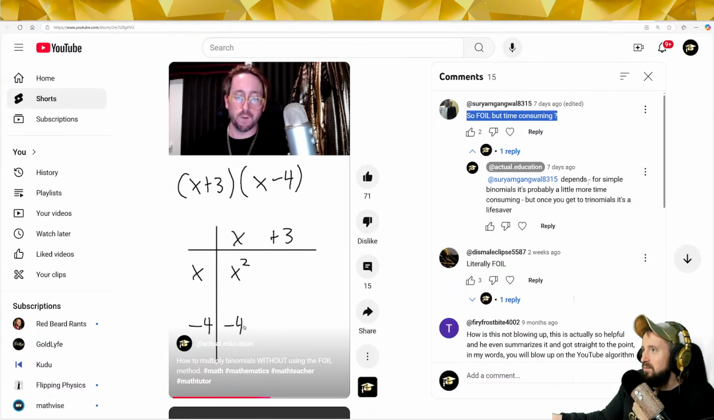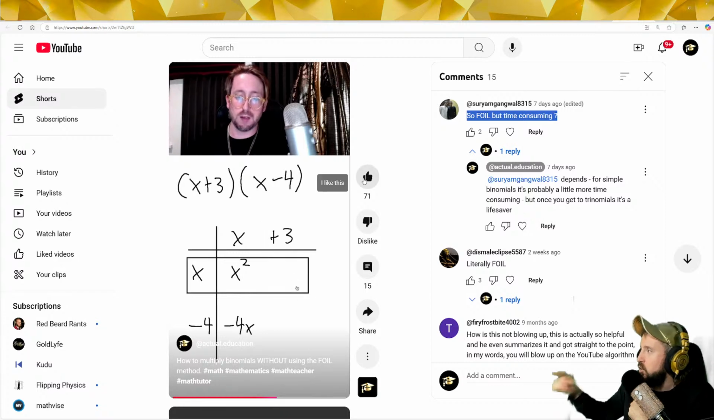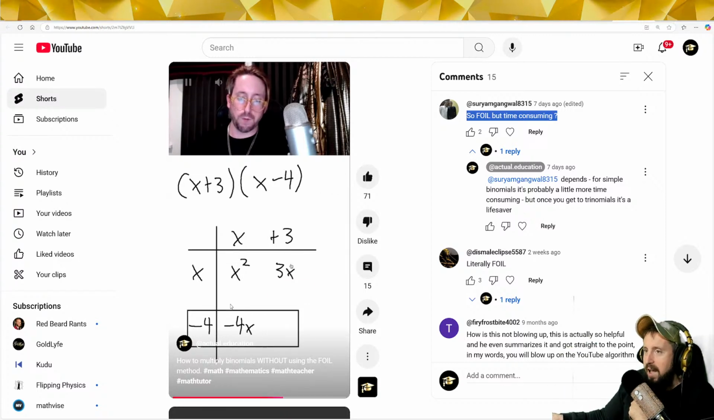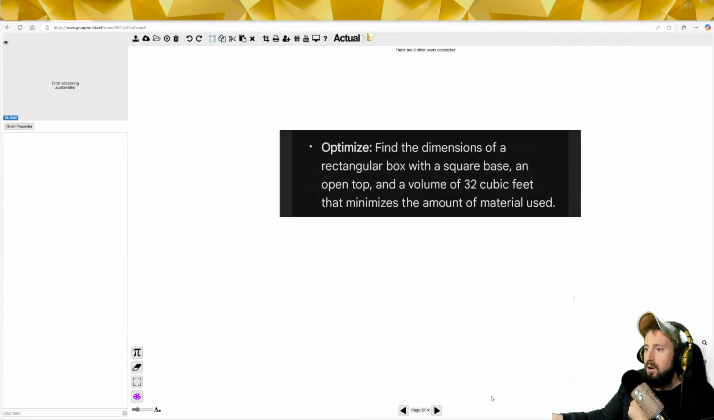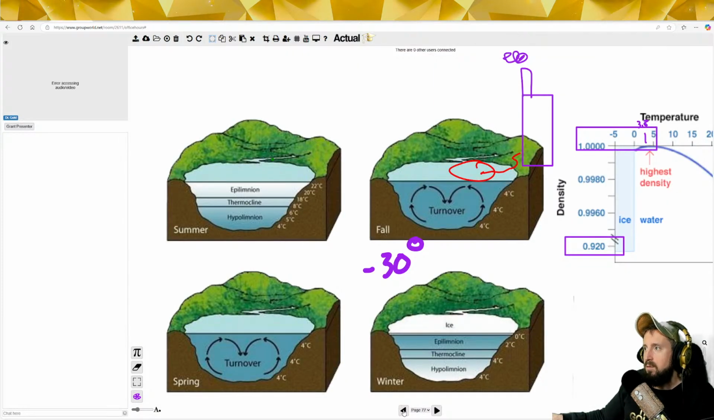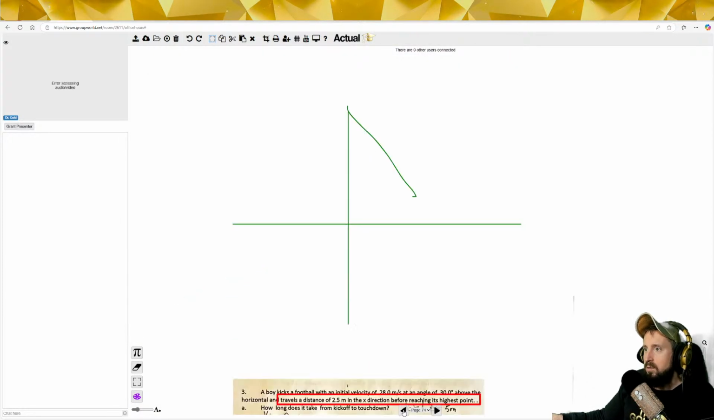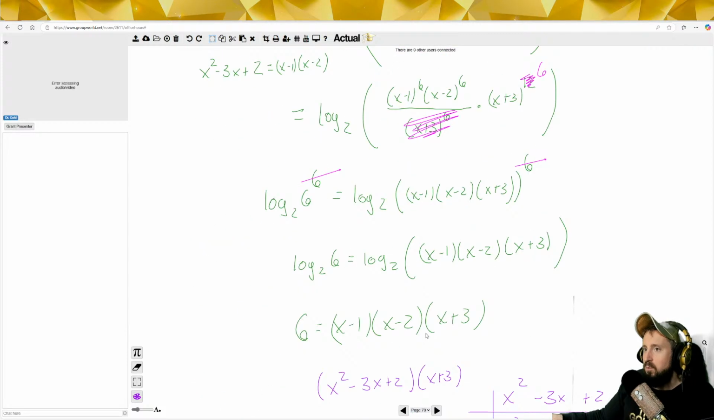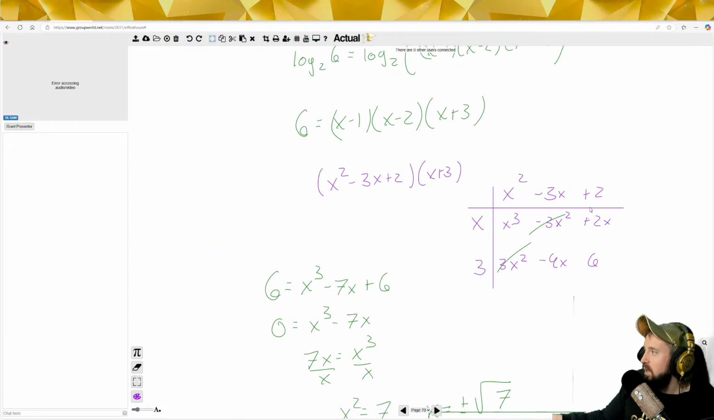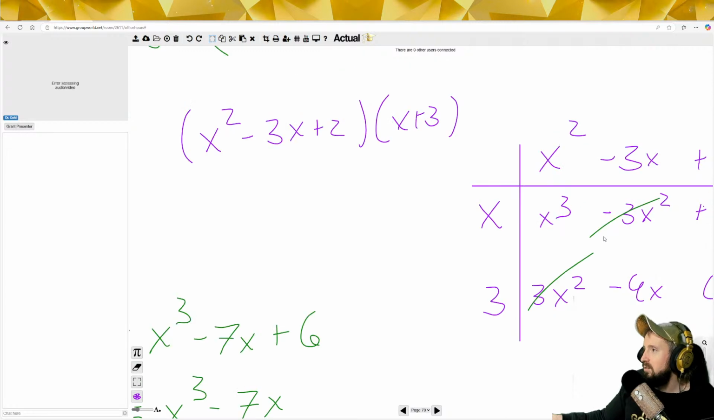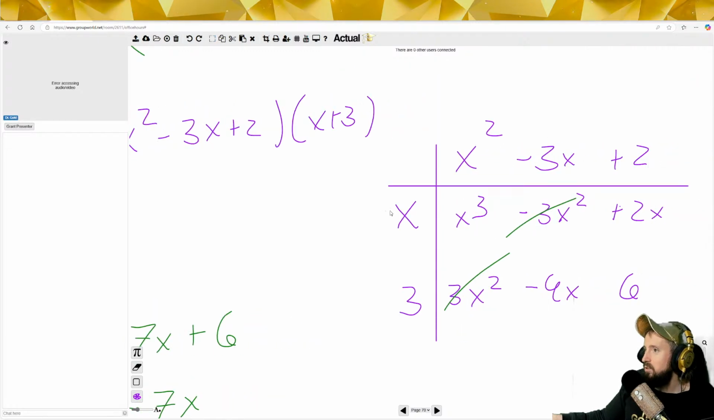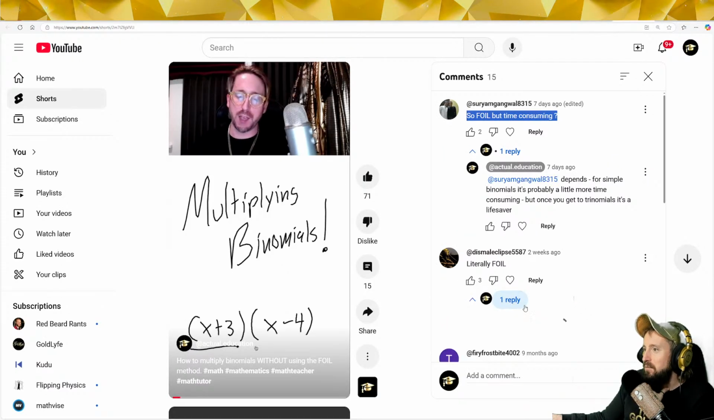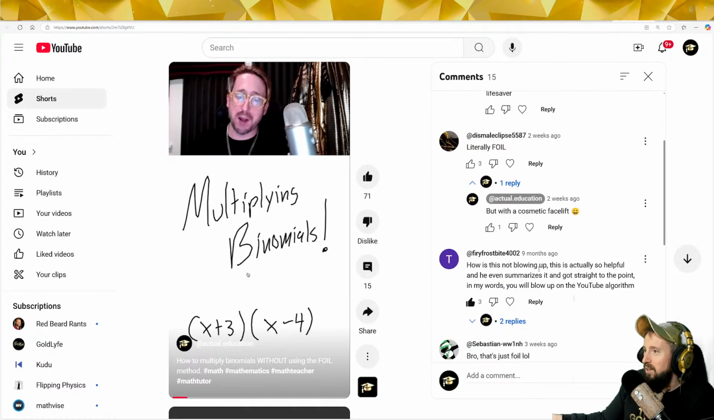I'm like, it depends, dude. For simple binomials, I agree, first, outer, inner, last is probably faster. But as you saw on the question earlier, once you start doing trinomials times binomials, it's a lot easier to do it as a Punnett square. So I tried telling them this. And then someone's like, literally foil? I'm like, it's foil with a cosmetic facelift.